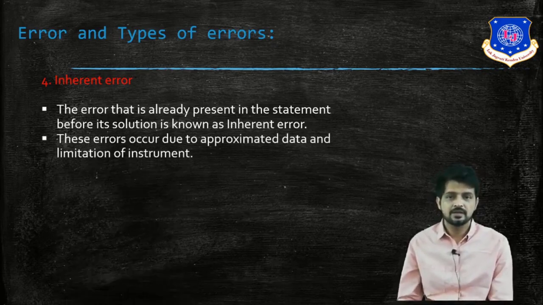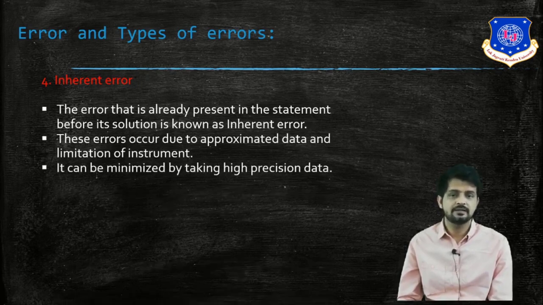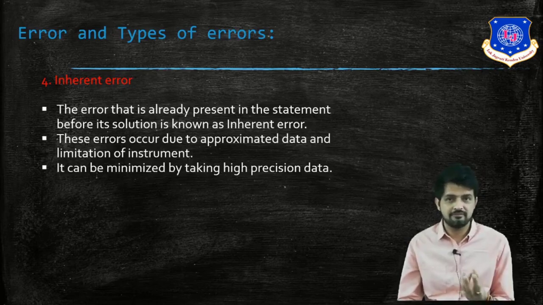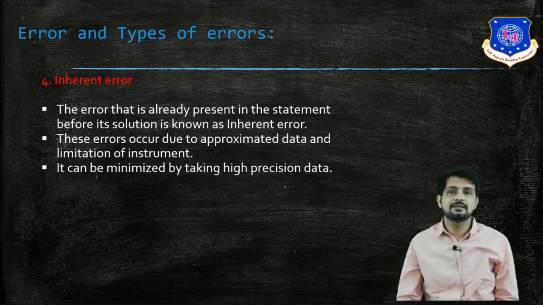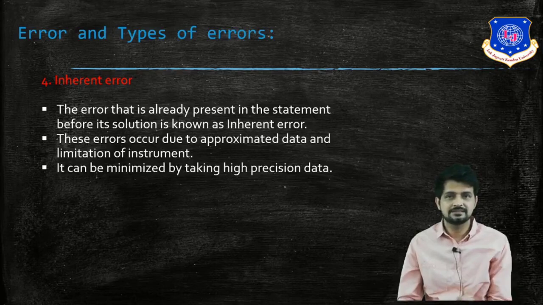Okay, and this type of error can be reduced by taking high precision data. If we take the data with high precision, then we can minimize this error, and we can also say this type of error depends upon the limitation of the instrument. Okay, and we are taking approximate data. This is also one of the reasons that this type of error occurs.